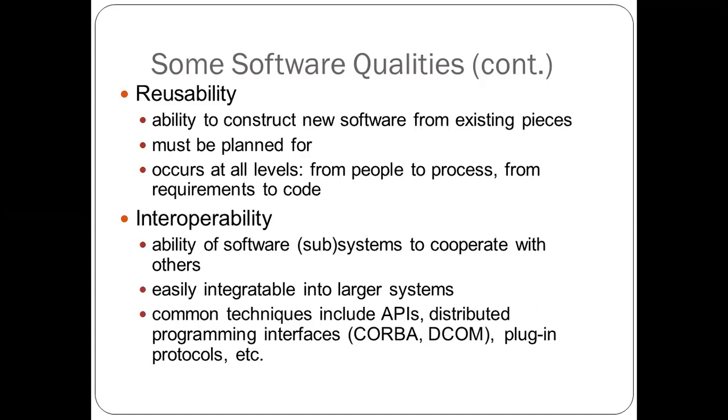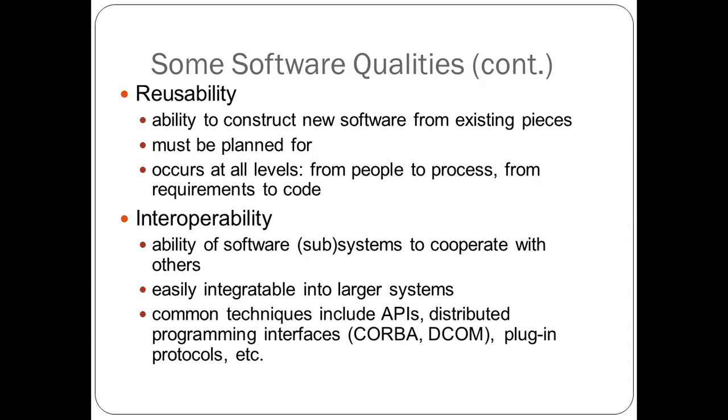Now, other software quality factors. There are various quality factors. These are reusability, the ability to construct new software. We have already discussed this point. Suppose we want to design new software, then from the existing pieces we can add or delete some functions, or we can reuse those functions to design the new one. It must be planned for if we are going to design some software. It occurs at all levels, from people to process, from requirements to code. So this comes under reusability.